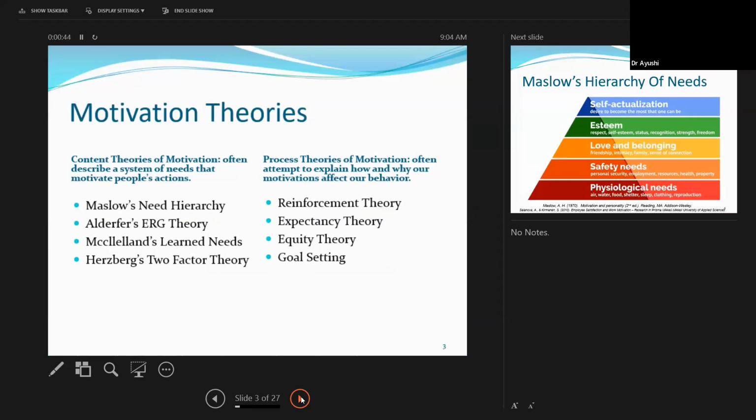The content theory of motivation is often described as a system of needs that motivates people's actions. For example, this includes Maslow's hierarchy of needs, Alderfer's ERG theory, McClelland's learned needs, and Herzberg's two-factor theory. And then the process theories of motivation often attempt to explain how and why our motivations affect our behavior. This includes reinforcement theory, expectancy theory, equity theory, and goal theory.